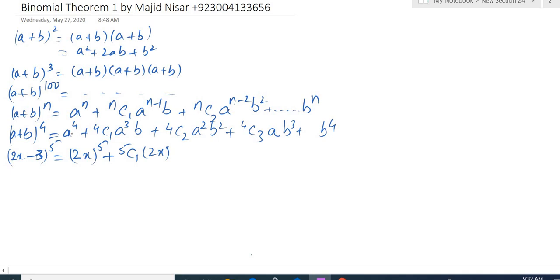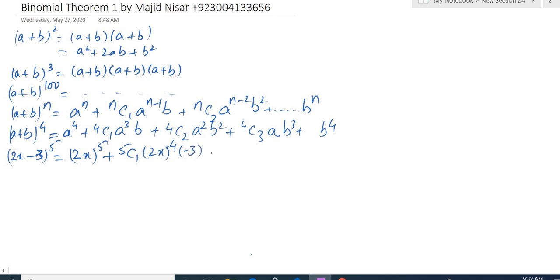2x raised to power, what will it be? We can see that the power of a is decreasing. So if this power is 5 here, what will it be next? It will be 4, because in the formula it is a raised to power n minus 1. So a is 2x, n is 5, 5 minus 1 is 4. So next b is 0 here, so it will be b raised to power 1, nC1 a raised to power n minus 1 times b. So b is minus 3 raised to power 1.